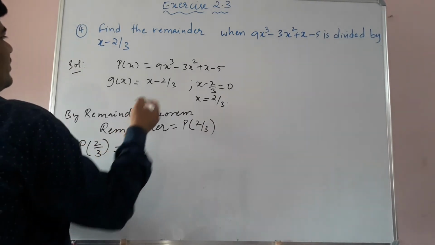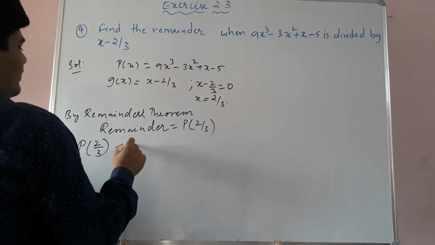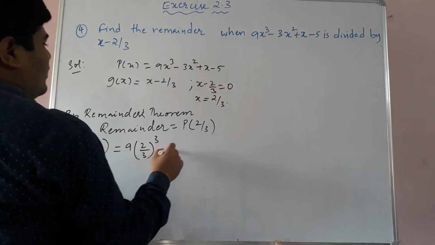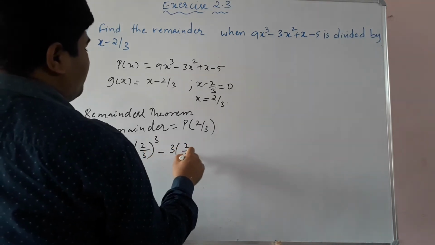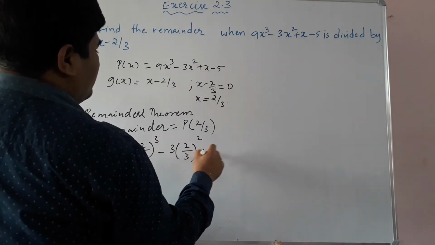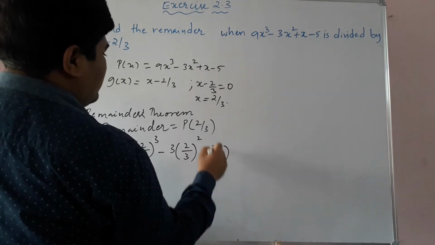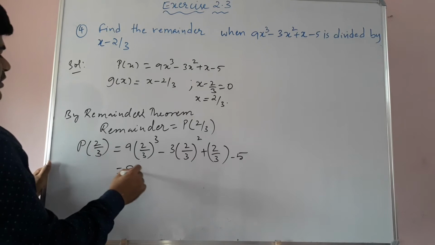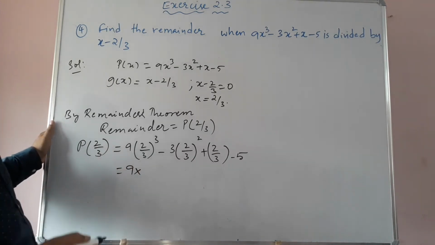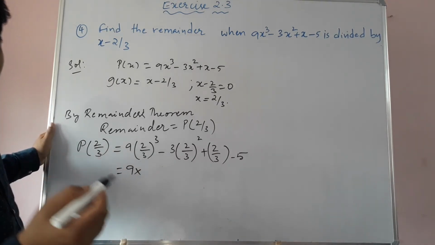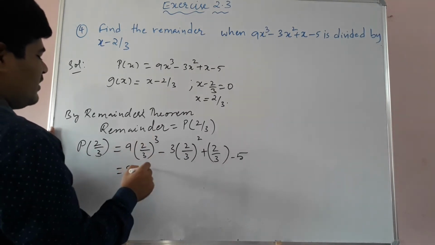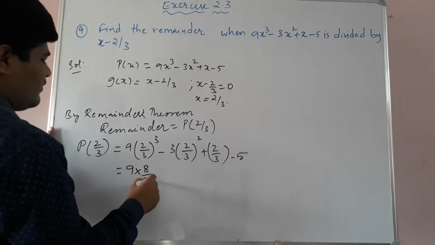So that we need to substitute in the place of x. So 9 into 2 by 3 whole cube minus 3 into 2 by 3 whole square plus 2 by 3 minus 5. Now 9 into, children, 2 by 3 whole cube. A by b whole power n is equal to what? A power n by b power n. So 2 by 3 whole power 3, 2 cube by 3 cube, that is 8 by 27.